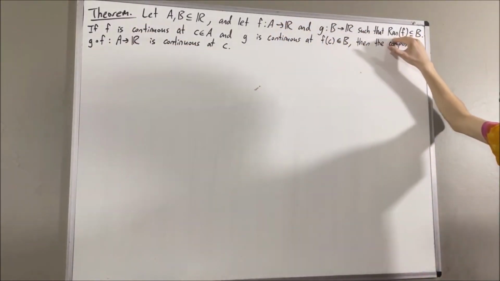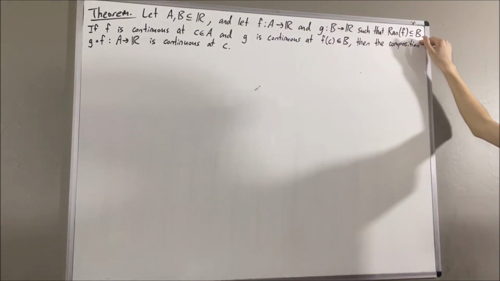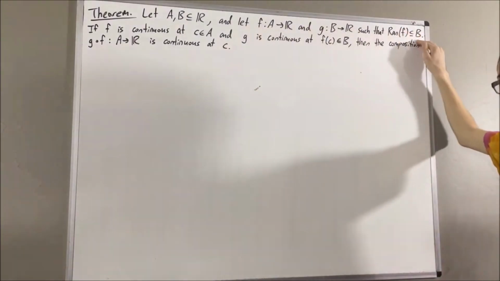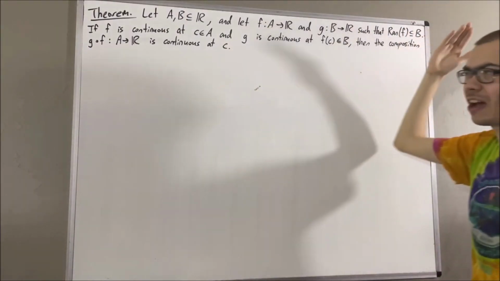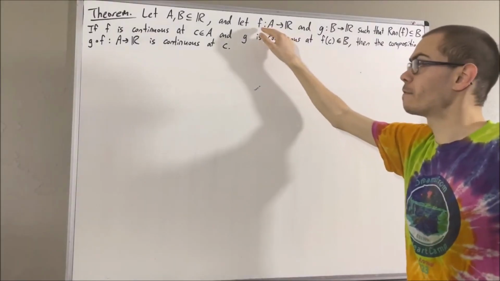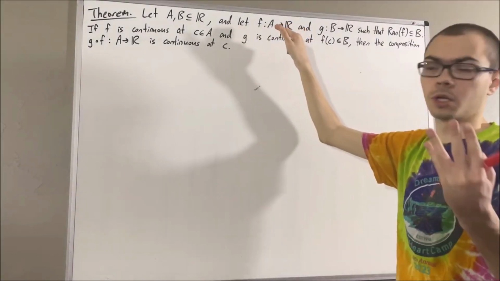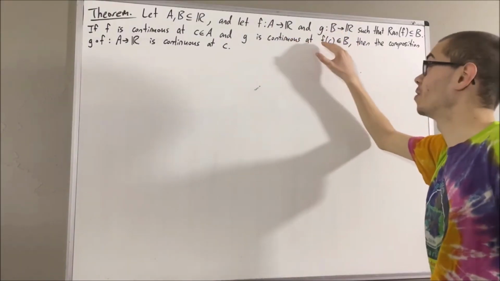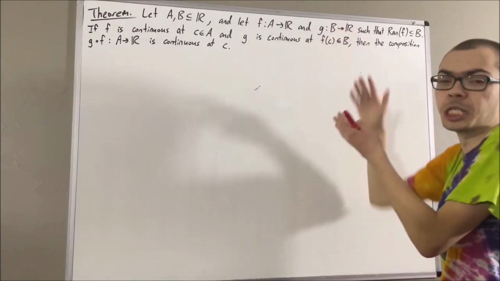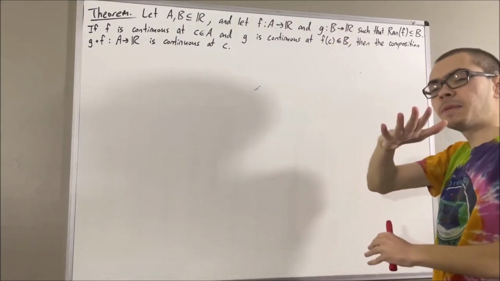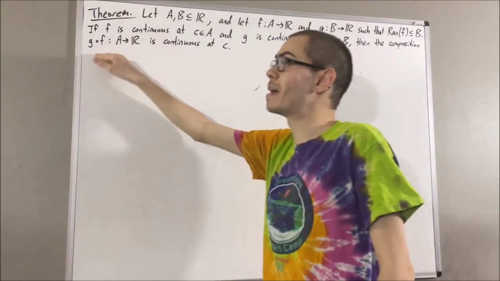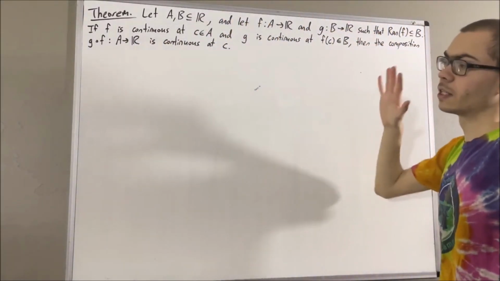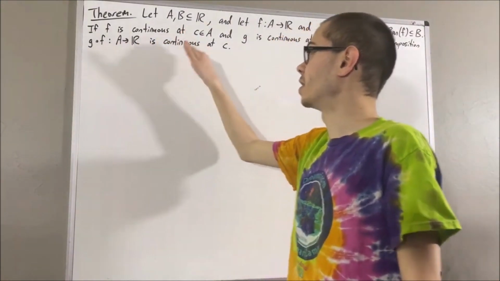Now, since the range of f is a subset of B, this is telling us that every output value of the function f will be an element of B. So if we consider any element x in A, well then f of x is an element of B. Or in other words, f of x is an element of the domain of the function g, so we can send f of x into the function g. We get an output value g of f of x. And because we can get that, that tells us we can make sense out of the composition of these two functions. Now the claim is that g compose f is continuous at c.